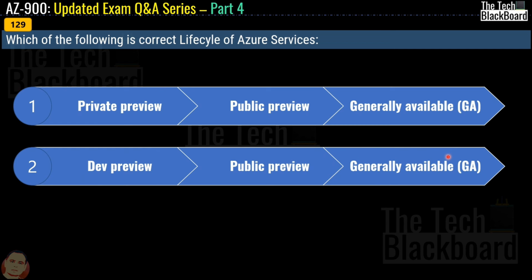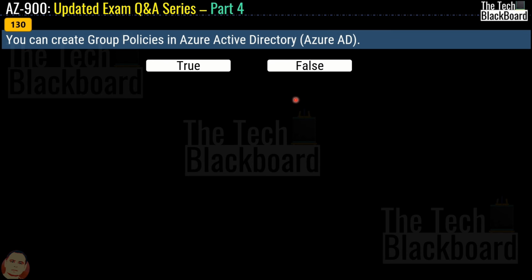The correct answer for this question is option 1, which means that all the Azure services first come in private preview, and then they come in public preview, and then they are generally available. Now let's move to question number 130. The question says that you can create group policies in Azure Active Directory. You have to tell a true or a false statement. The correct answer, it is a true statement.